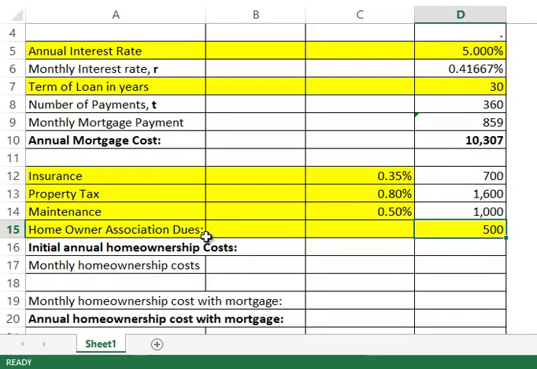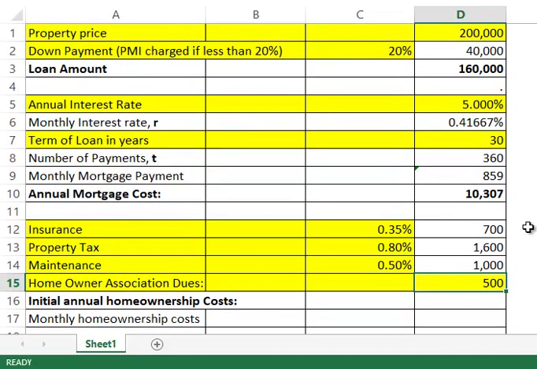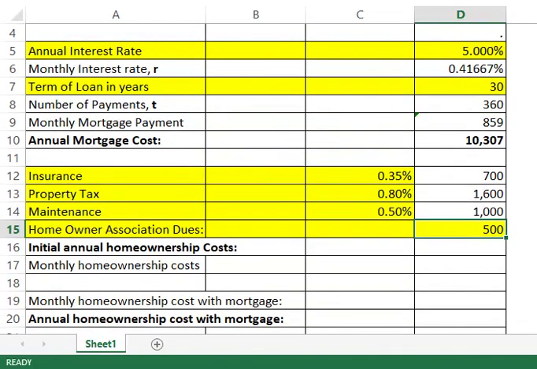And then there's homeowner association dues sometimes. I've just put in a ballpark figure of $500 per year. It could be more, it could be less, depends where you live. It could be nothing. And of course, there could be lots of other line items you might want to put in here. There could be other things.